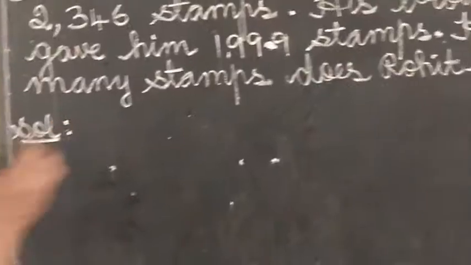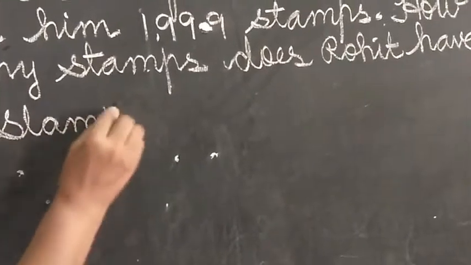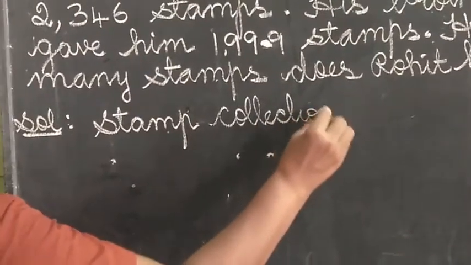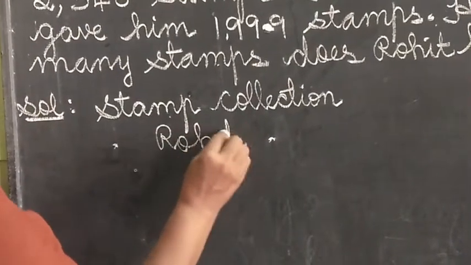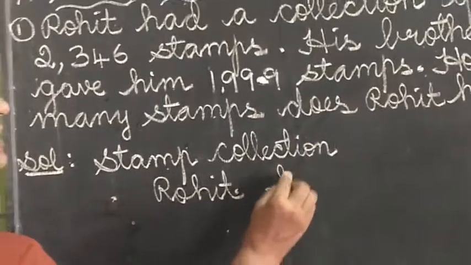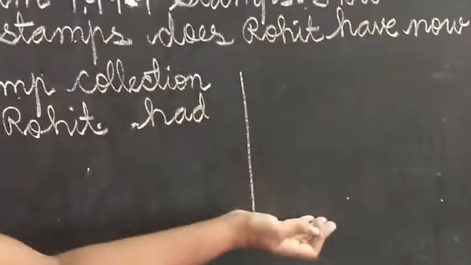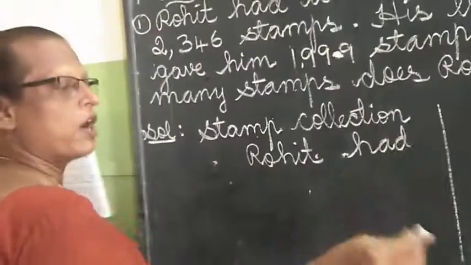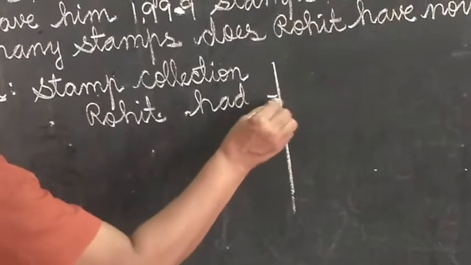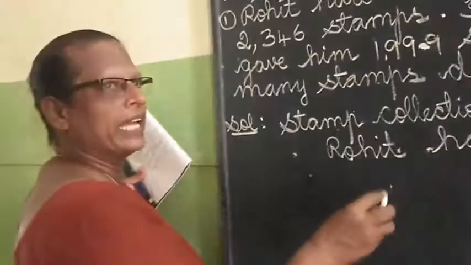Okay, children. So, first one, stamp collection. Rohit had. Stamp collection. Rohit had how much, children? See, what you can do, you can draw one line like this so that the sums will be neat. Otherwise, someone will write here and another will write there. If you write like that, the sums will be wrong. So, you draw a line like this and put an equal sign because the sentence is too big. So, you can write in two lines. Okay, children? You have to leave one line and write neatly.